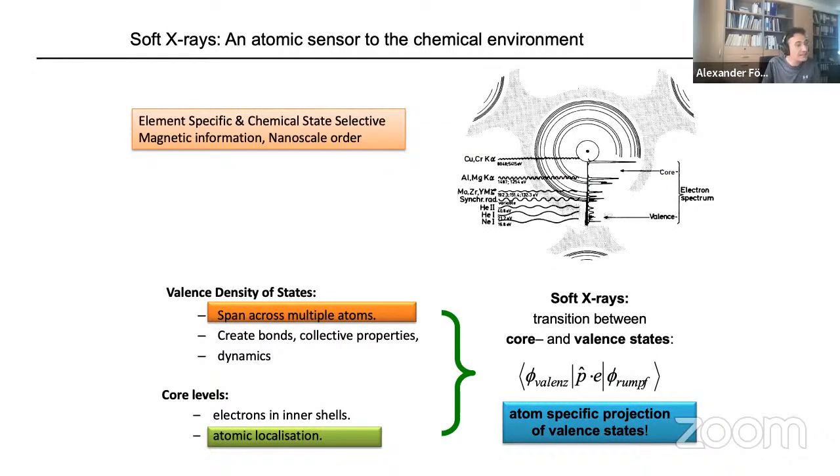But the whole game is we project the valence electrons, which really create the bonds, which make the magnetic properties, which make all the collective properties onto the core levels. And by that, we learn about their localization or what matters where, and have this atomic specific projection of valence states.